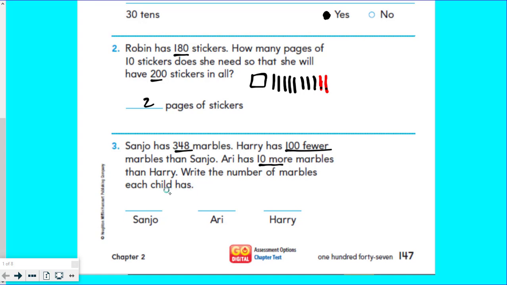Okay, so here we go. Let's see. So Sanjo has 348. Okay. Harry has 100 fewer marbles than Sanjo. So 100 less than Sanjo's, right, is going to be a 200, right? So 248. And then Ari has 10 more than Harry. So Harry has 248, so the 4 is in the tens place. So one more 10 is 5. So 5 tens, and then the 8 stays the same, and the 200 stays the same. So I mean, Sanjo has 348, Ari has 258, and Harry has 248. Let's go to our next page.